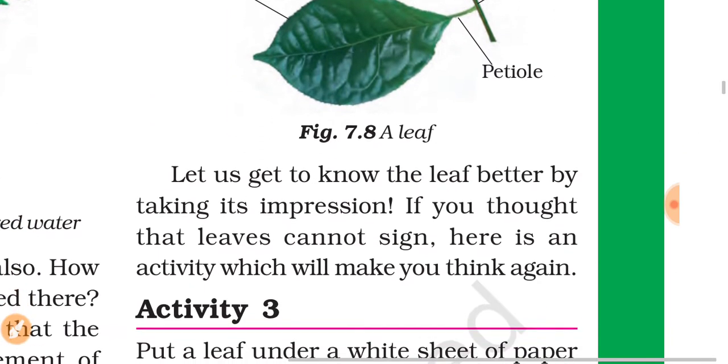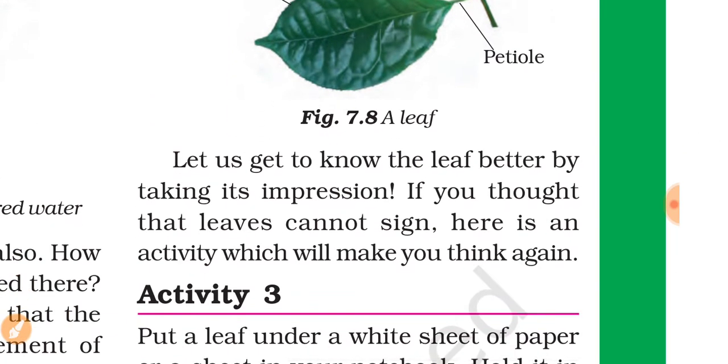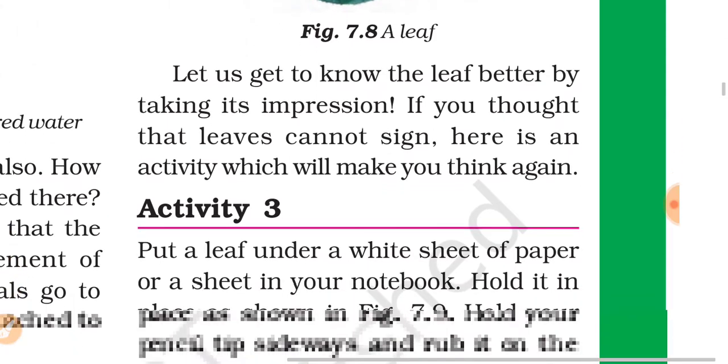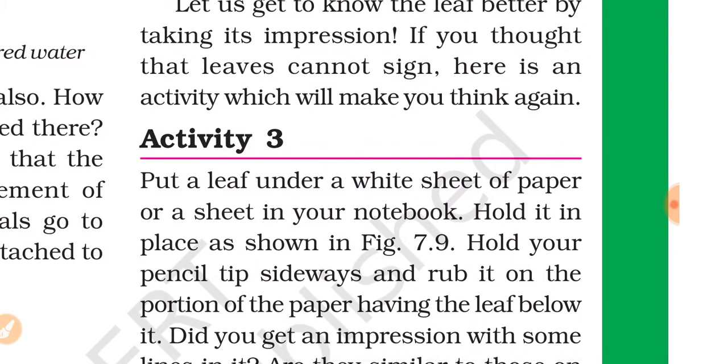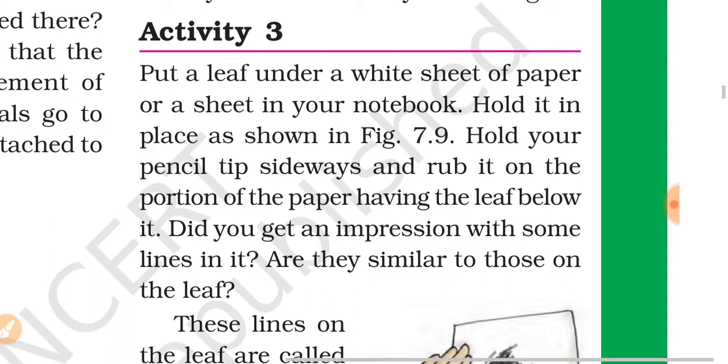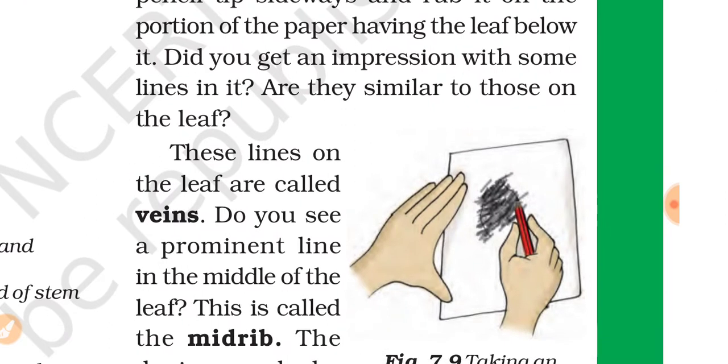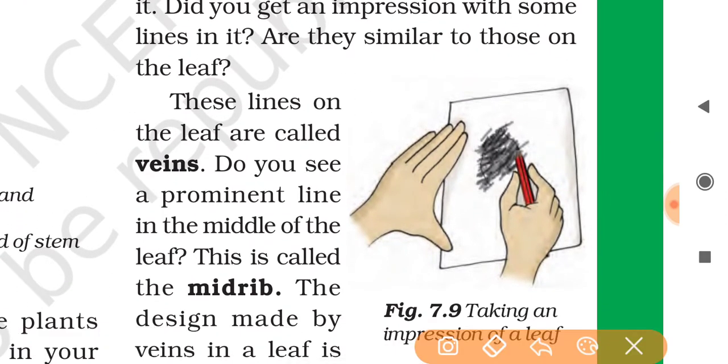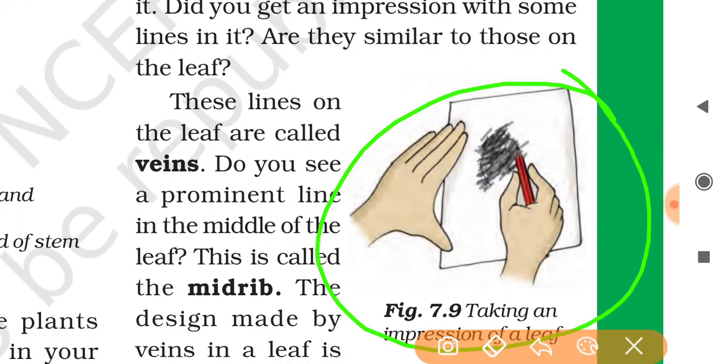Okay, let us get to know the leaf better by taking its impression. If you thought that leaves cannot sign, here is an activity which will make you think again. Okay, put a leaf under a white sheet of paper or a sheet in your notebook. Hold it in place as shown in figure 7.9. Okay, this is how you have to take an impression of a leaf.